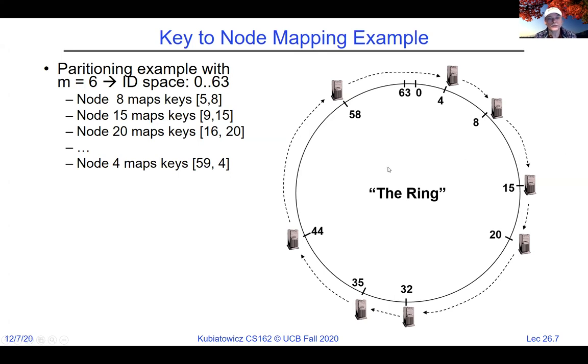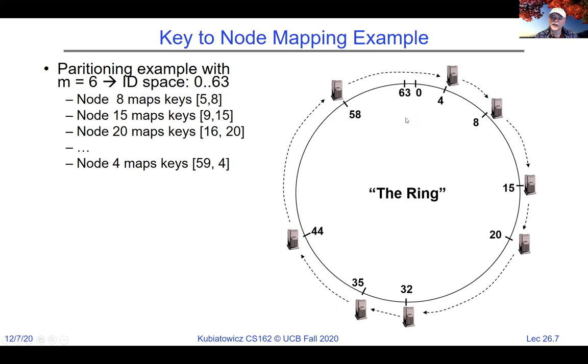And then once we've put these on the ring, now what we're gonna say is, take for instance, node 8. We're gonna say that node 8 stores all hashes with keys from 5, which is just after 4, to 8. And 15 is going to store everything from 9 to 15, and 20 is going to store everything from 16 to 20.